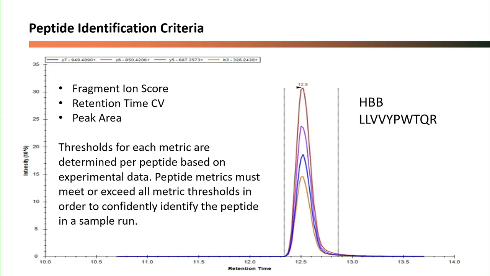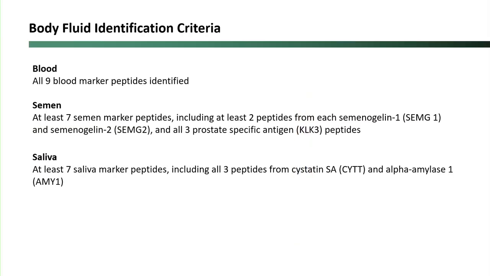So the thresholds that need to be met for each of those metrics come from lots and lots of known samples. So once you've got your different peptides identified, how do we use that to say whether or not we've got the body fluid in question?